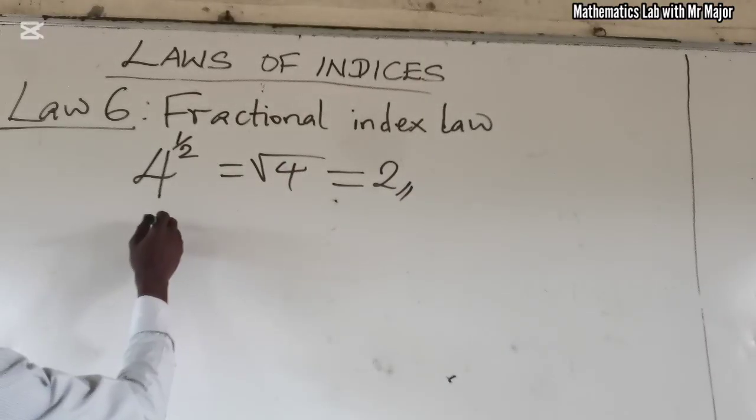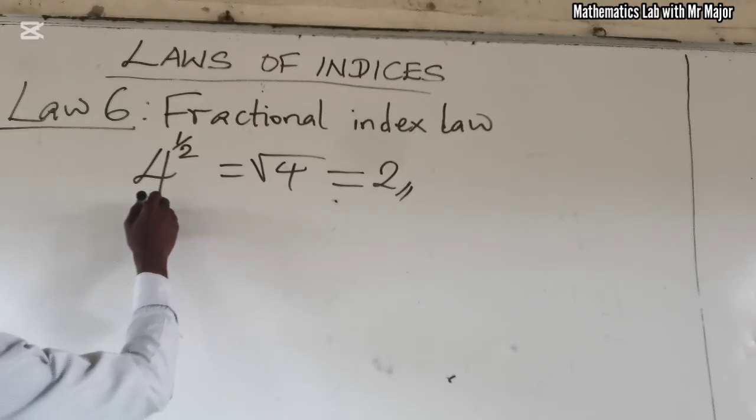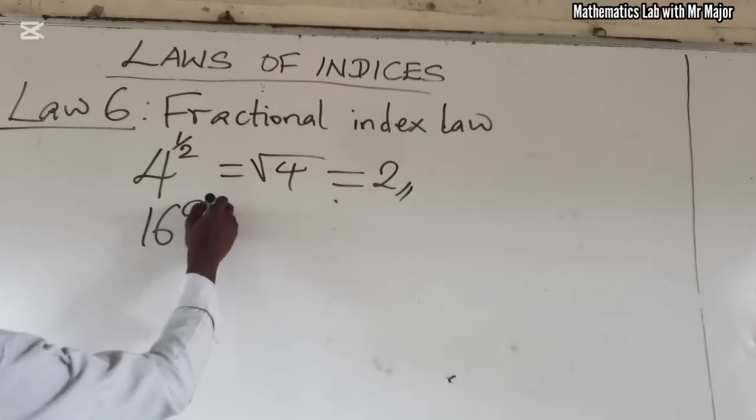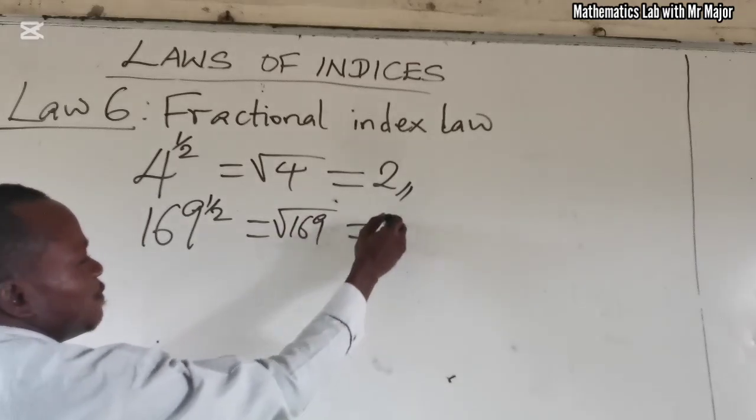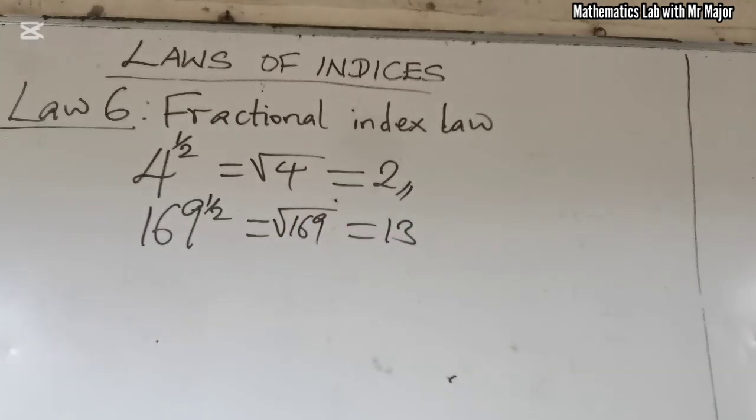So if I have something like, let's say, 169 raised to power half, that means the square root of 169. And of course the square root of 169 is 13. You can actually do this in another way.